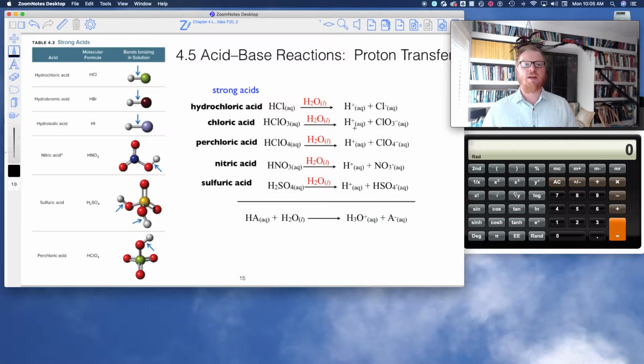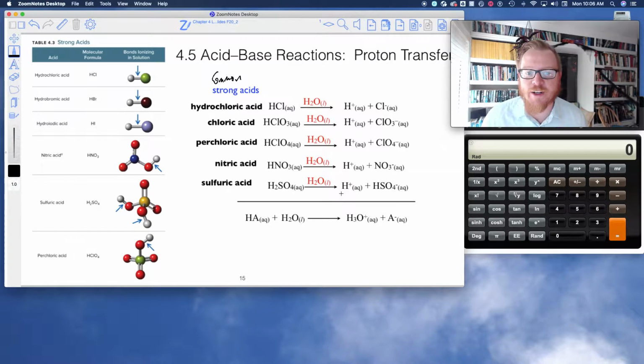Okay, so here's a list of strong acids that I want you to know for this class. Remember these, commit these to memory, add them onto your flashcards, all right? We've got hydrochloric, chloric, perchloric, nitric, and sulfuric. These are the common strong acids that you will see in a laboratory, all right?